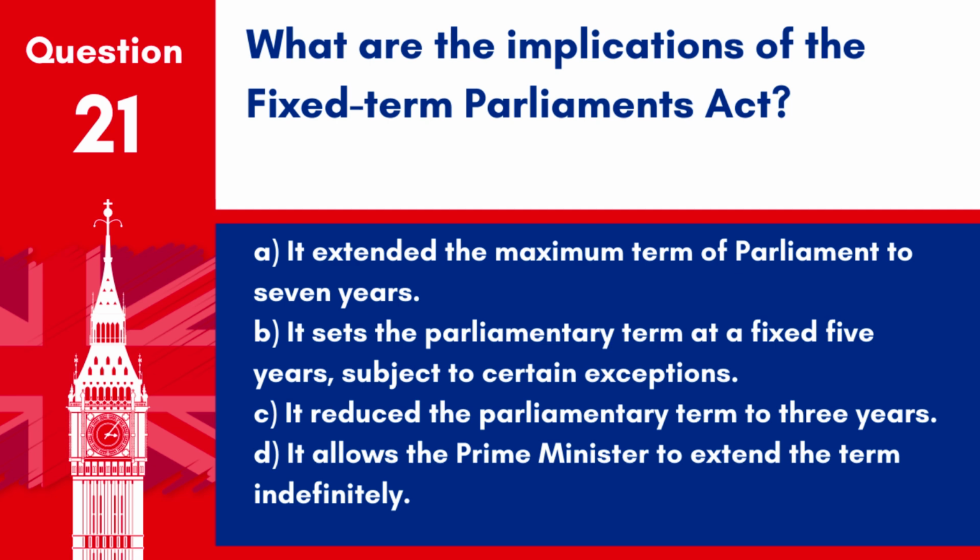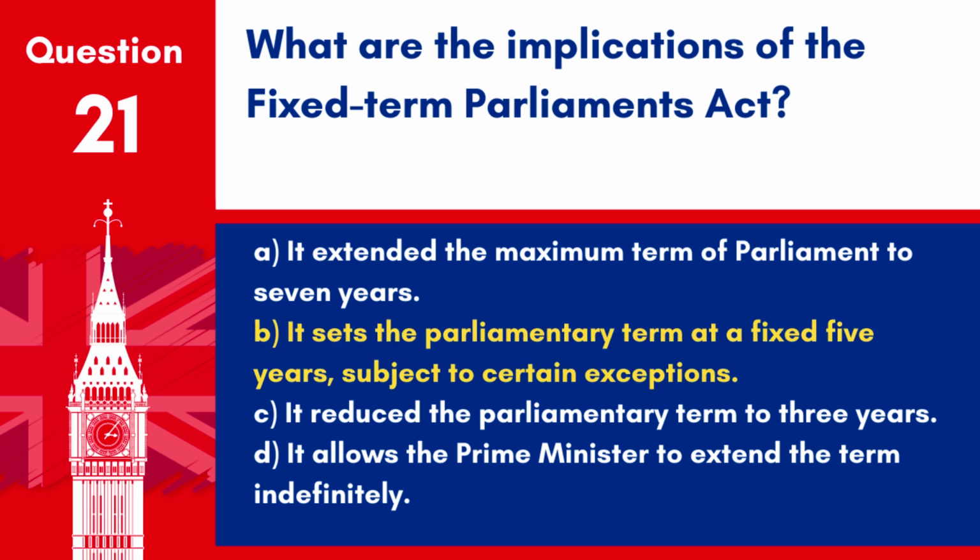A. It extended the maximum term of Parliament to 7 years. B. It sets the parliamentary term at a fixed 5 years, subject to certain exceptions. C. It reduced the parliamentary term to 3 years. D. It allows the Prime Minister to extend the term indefinitely.